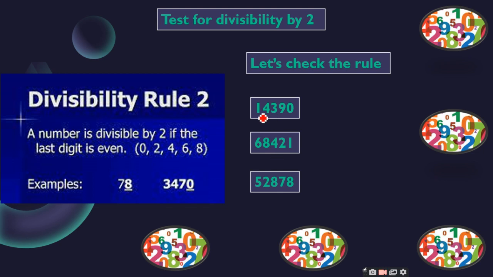Let's check the divisibility. The first number is 14390. Let's see the last digit. The last digit is 0. Is it divisible by 2? Yes, it is divisible by 2. 68421. The last digit is 1. Is it divisible by 2? No, it is not divisible by 2 because the last digit is 1. 52878. The last digit is 8. Is it divisible by 2? Yes, the number is divisible by 2.